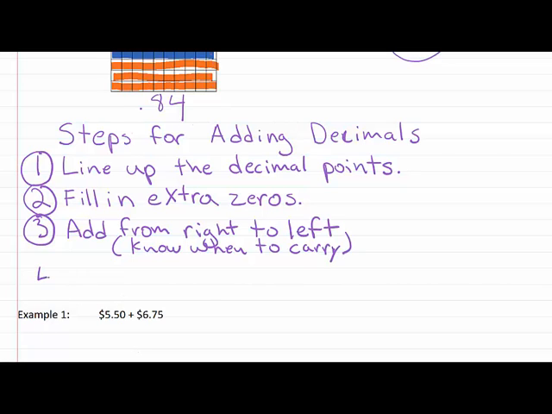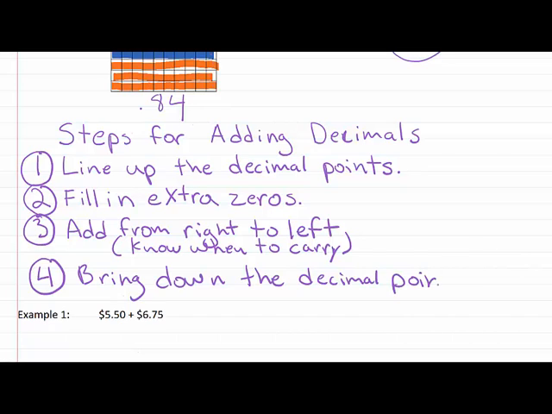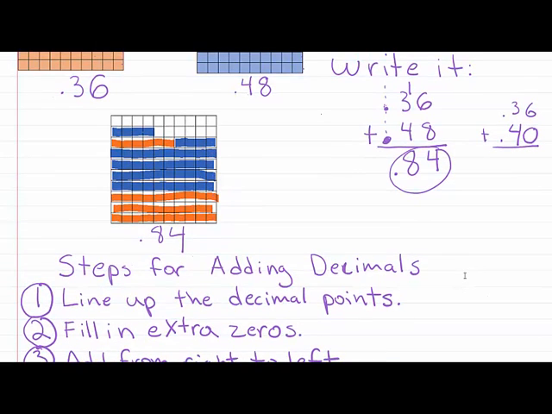And then our last step is going to be bring down the decimal point. So just like we saw in this example up here, after we had added our numbers together, we went ahead and added a decimal point to our final answer that was right underneath our decimal points in the question.